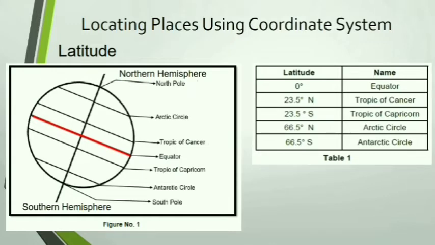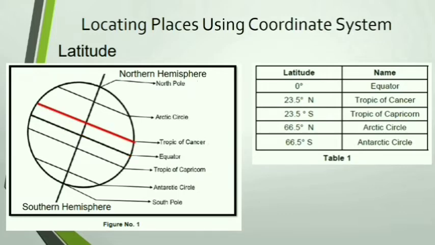And the latitude of a place has something to do with its climate. The tropics, the countries located in this zone, experience a tropical climate where the annual average temperature is above 18 degrees Celsius.